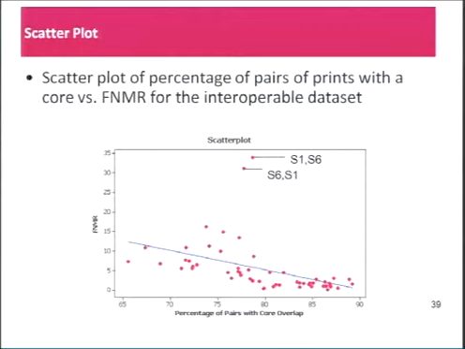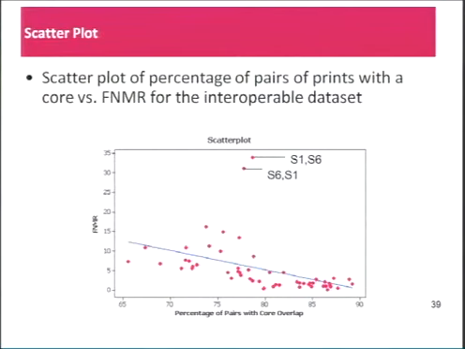So then we just created a scatter plot of the percentage of pairs of prints with cores detected versus the false non-match rate for the interoperable datasets, and we saw a trend where the higher the percentage of pairs of prints with the core detected, the lower was the false non-match rate. So there was a clear relation between consistency of placement and reduction of the false non-match rates. But there were two points that were outliers, the datasets S6 and S1, and S1 and S6. So those two were clear outliers to this phenomenon.